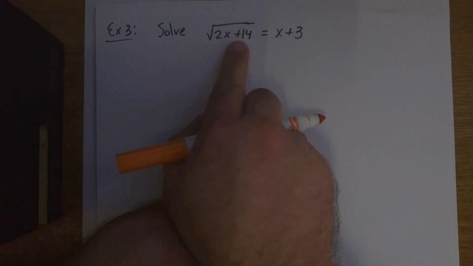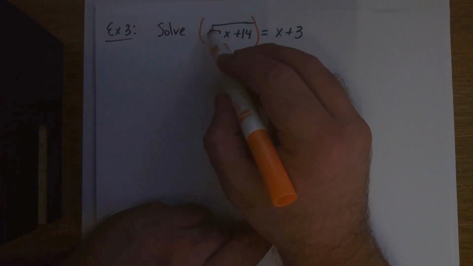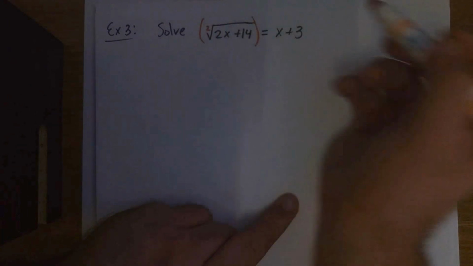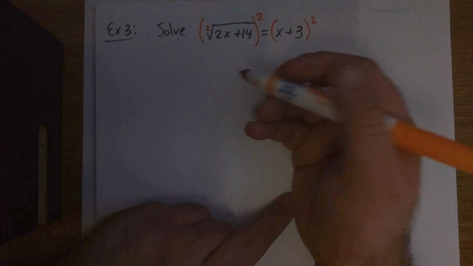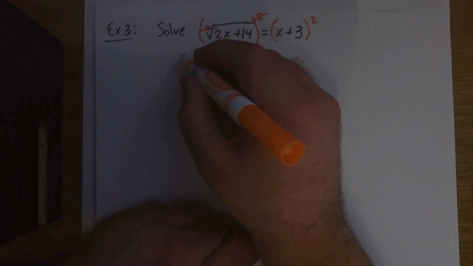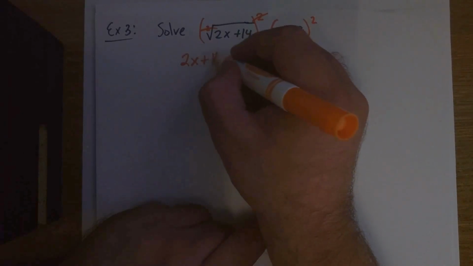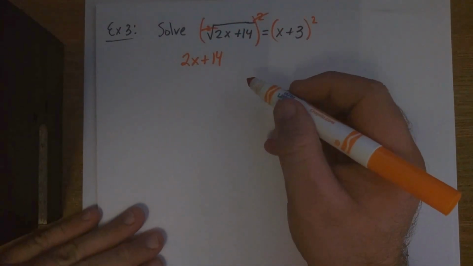Now this one, the radical is already isolated for us. So we're going to raise both sides to the radical's root. Remember, we assume there's a 2 there. So we're going to raise both sides to the power 2. So what happens is on this side, the power 2 and the square root, they undo each other. So I'm left with the inside, which is 2x plus 14 over here.